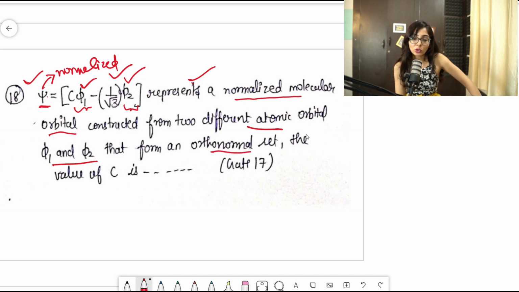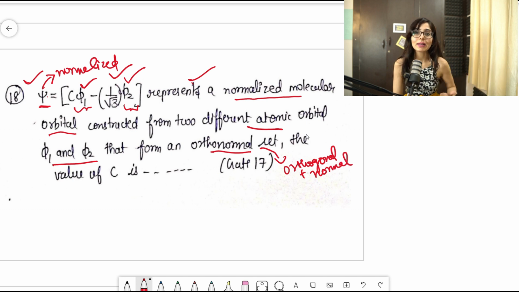That they form an orthonormal set. Orthonormal means orthogonal plus normal. For people who don't know the meaning of orthonormal, I have already talked about it in the theory part of the superposition principle, so you can go back and see that lecture, where you will see everything in detail. So now we need to find the value of C.